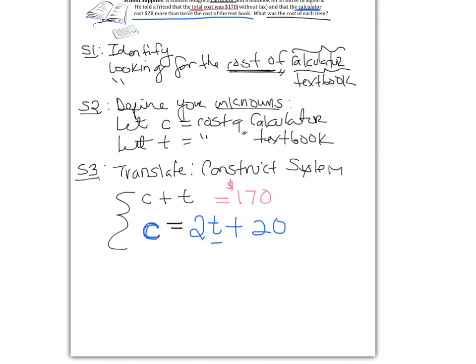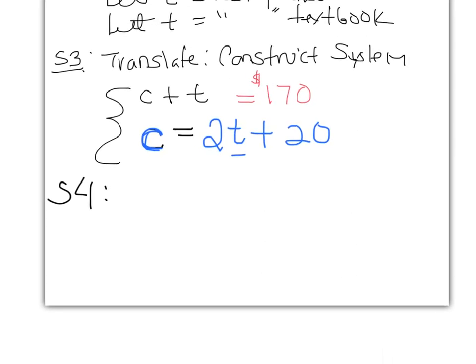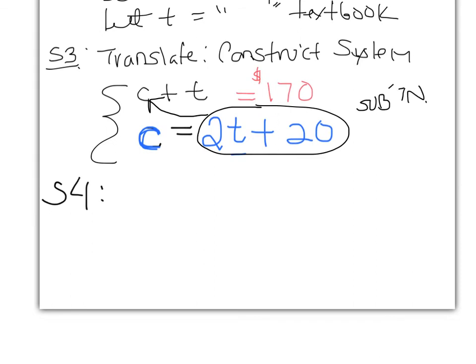So here's our system of linear equations, and again, you have a choice of how you want to solve this system. Let me make this a little bit bigger. And if we solve our system, I would solve this by substitution, just because it's ready to go. It's already solved for a variable. So we can just substitute it. So again, I'm using substitution. And if we plug in that C, we get 2T plus 20. That's our C.